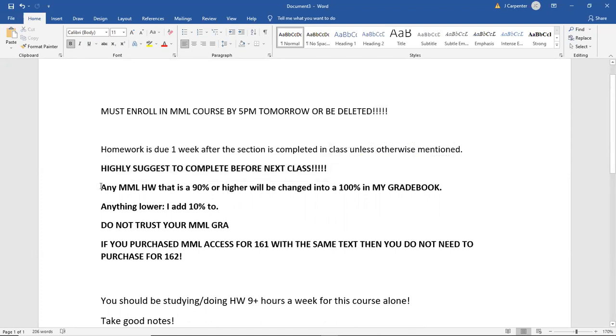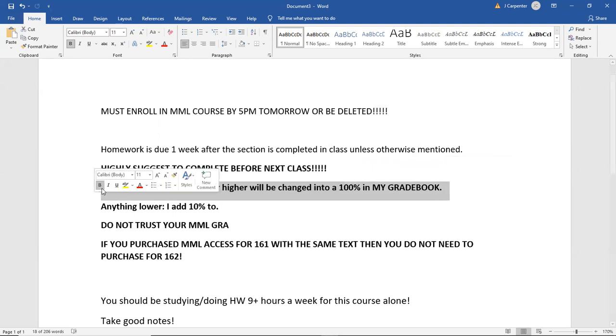As previously mentioned, any of my MyMathLab homework that is a 90 or higher, I will change to a 100. Anything lower, I add 10 points to. I add 10%, 10 points, same difference, same thing. So this is a 10-point curve. However, I'm not going to give anybody 100 threes or 100 fives or 100 sevens or 100 ones or 100 twos. I'm just going to make your grade a 100 if you got a 90 or higher. Now that might influence a lot of students to just get 90s, but I mean, come on, if you got a 90, try to get that 100.